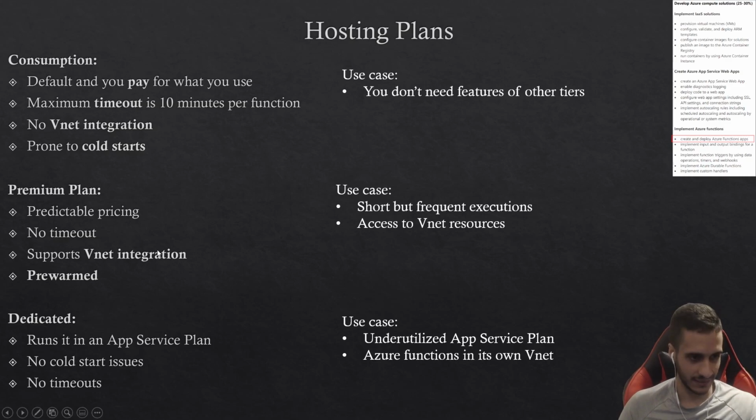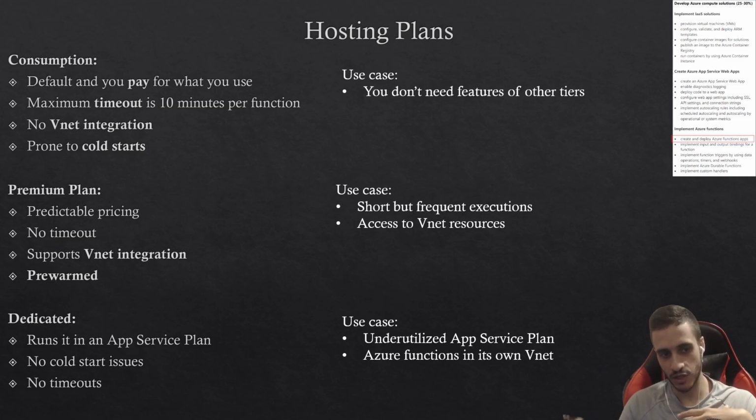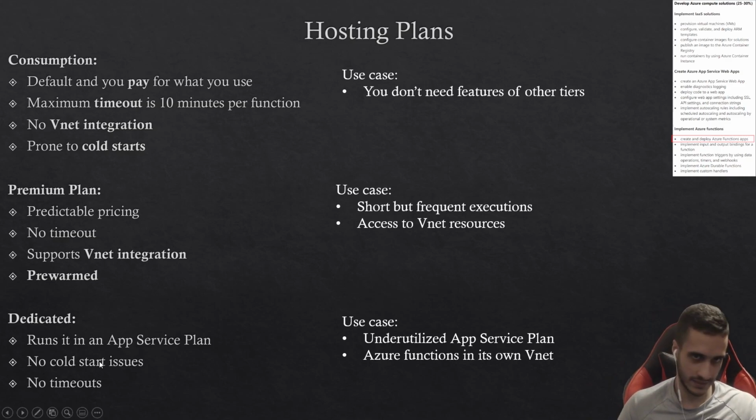Lastly, we have the dedicated plan. Now the dedicated plan essentially runs the function app itself in an Azure App Service plan. Simple as that. Same as you would run Azure App Service on an App Service plan, you can also run Azure Functions on an App Service plan. You have no cold start issues because obviously, you're using it in an app service plan. The instances are already there. There are no timeouts, etc. So the use case for this is underutilized app service plan.